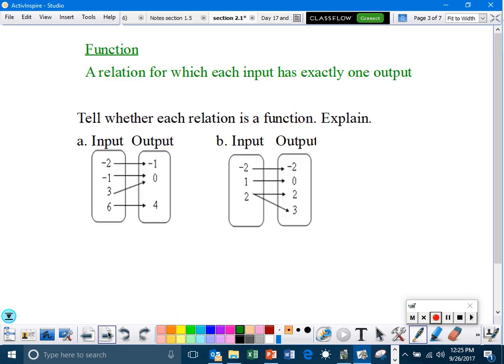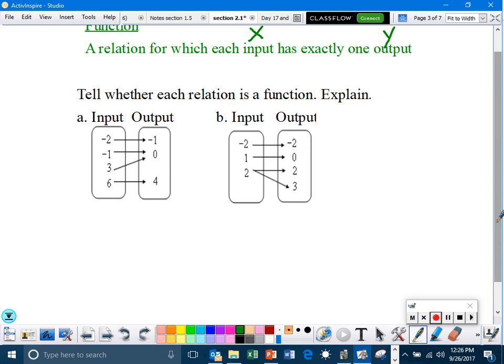Okay, next page. All right, we're going to get more specific now. So far, it's just generally a relation. What is a relation? But now we're going to be more specific. A function. A function is a relation for which each input has exactly one output. So each x value has exactly one y value. All right, so let's take a look at these two examples.